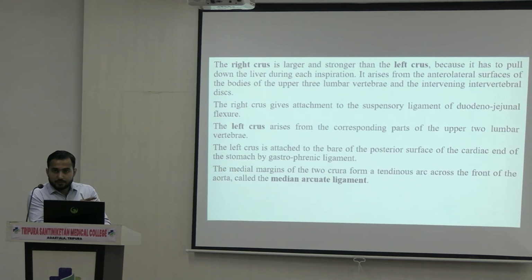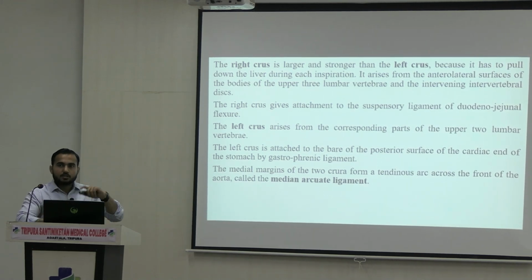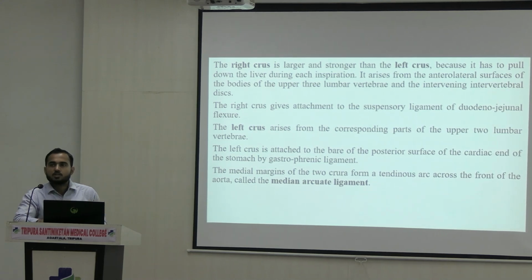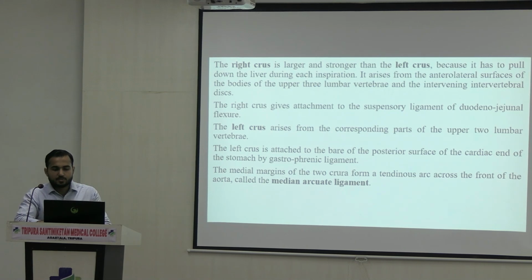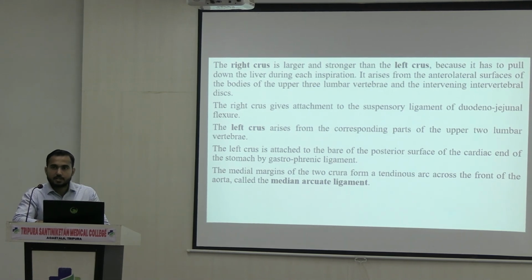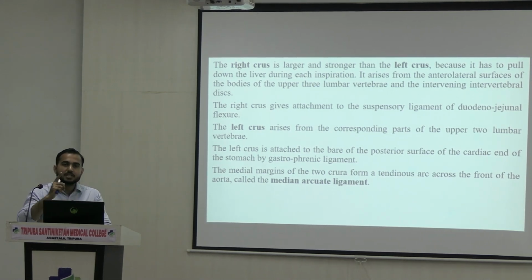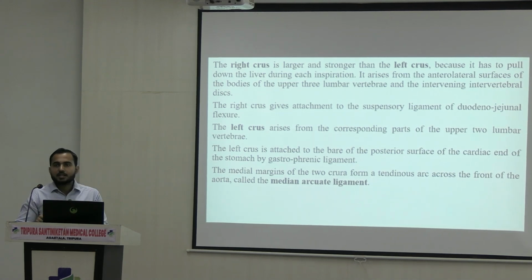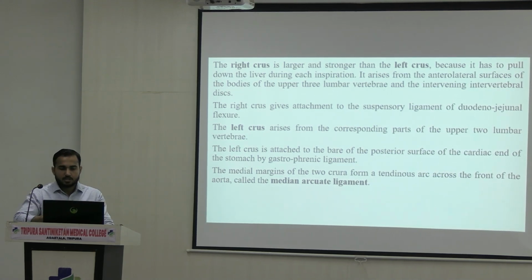Next, we have seen the medial and lateral arcuate ligament, and then we have seen the origin of the right crus and left crus. Next, if you see the median arcuate ligament, two things are there. One is medial and another one is median. I hope you know the difference. What is medial and what is median? Median will be situated in the midline.